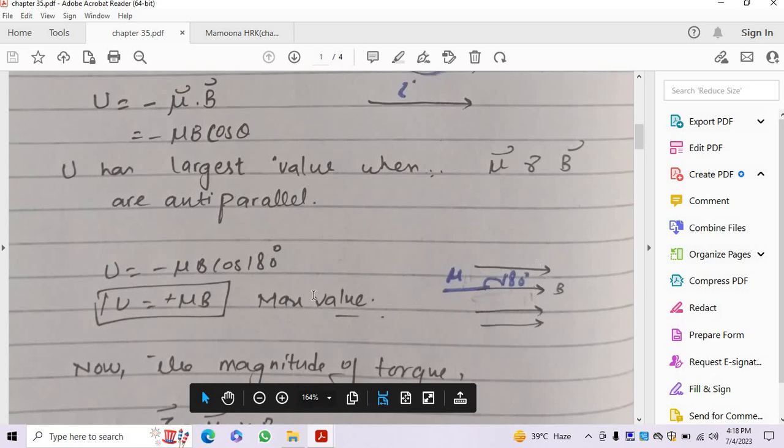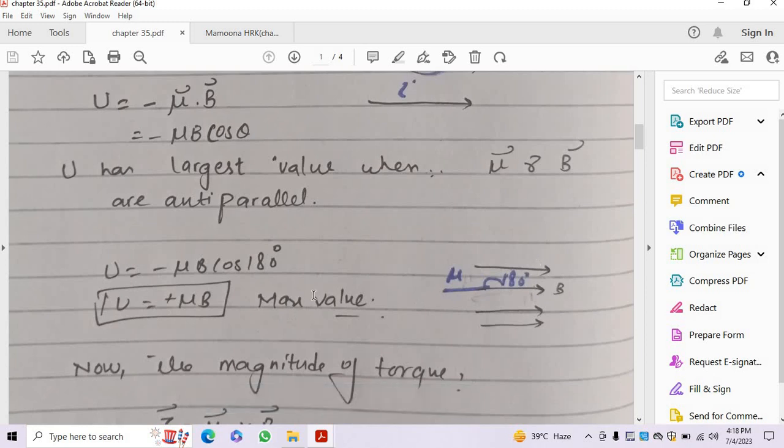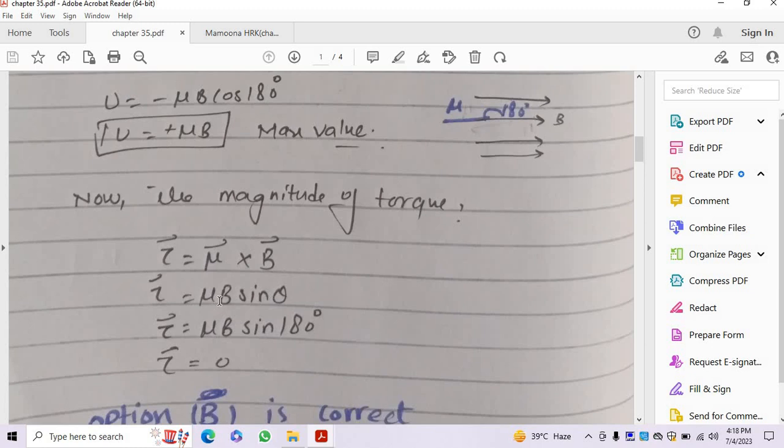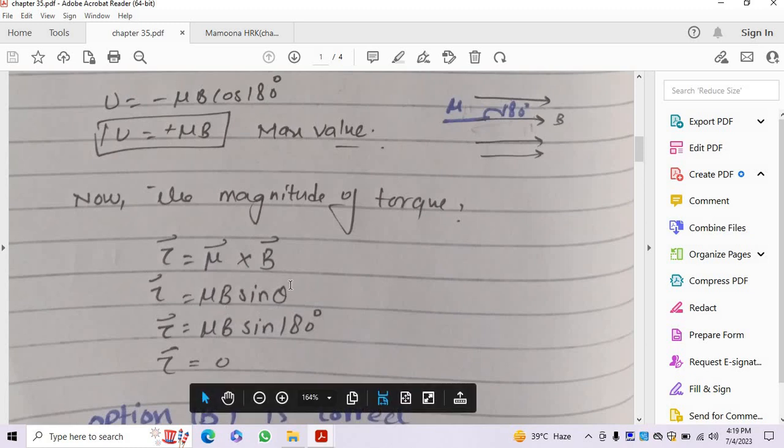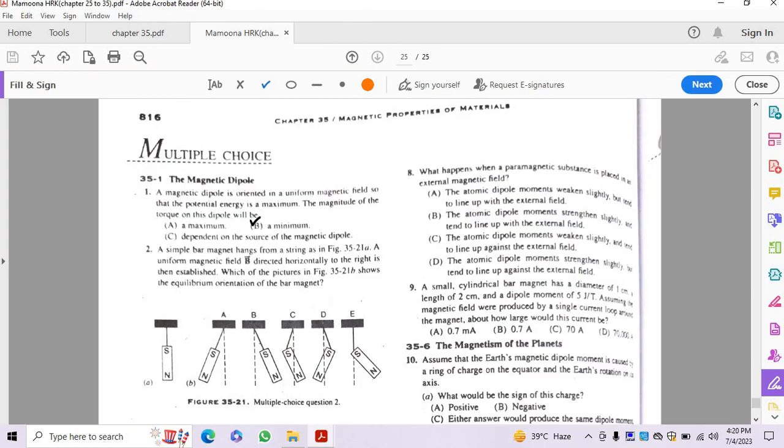Now in this situation, what could be the magnitude of torque? We know the formula of torque, that is mu cross B. When we open the cross product, we get mu B sine of theta. So theta is 180 degrees in this situation. So sine of 180 degrees is 0. So the torque would be minimum in this situation. Here option B is the correct option.